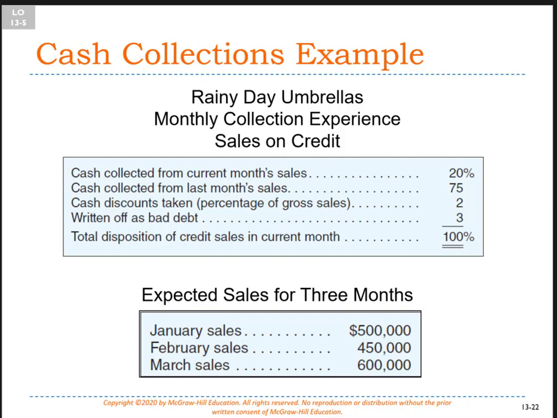So if you think about the $500,000 for January sales, you're going to collect 20% of that in January. You're going to collect another 75% of it in February. You're never going to see the 2%, right? And you're never going to see the 3%. So basically 5%, you're never going to see. You're only going to collect 95%, 20% in the current month and 75% the next. Now, when we did budgeting in Accounting 160, we didn't deal with bad debt or discounts. So that's a new twist to calculating how much we're going to receive.